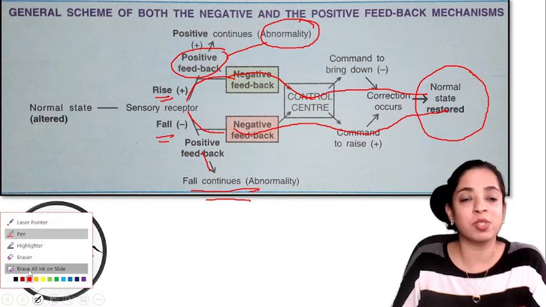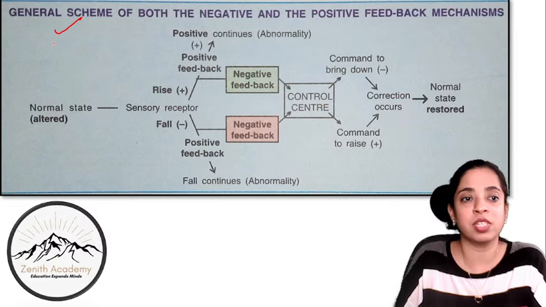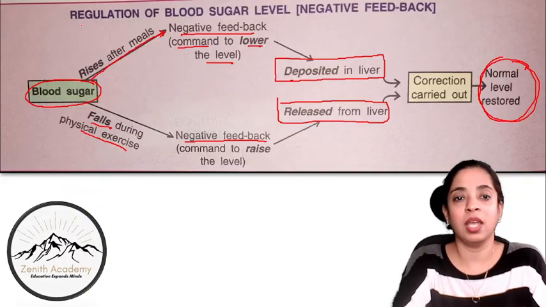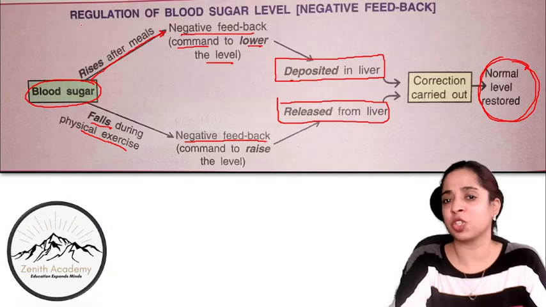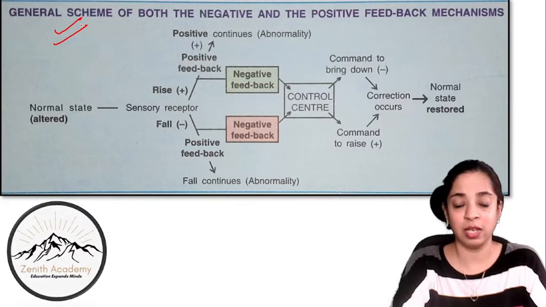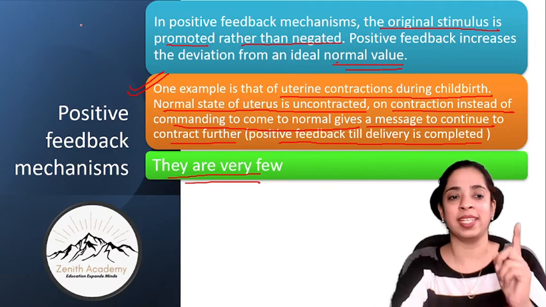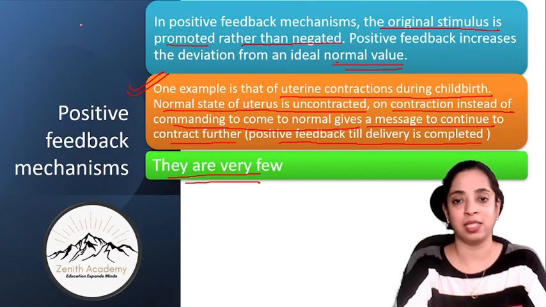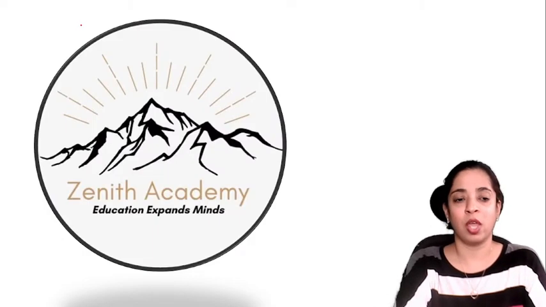Both these diagrams are very, very important. This general scheme, and this blood sugar level. Blood sugar level, I think you can do very well, but you should understand this as well. And very important is the example of the positive feedback mechanism, uterine contractions. I hope you have understood this concept really well.